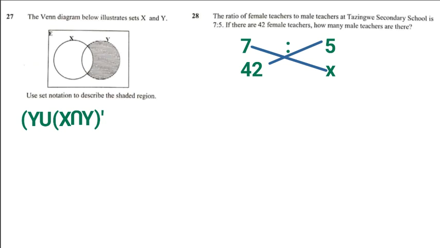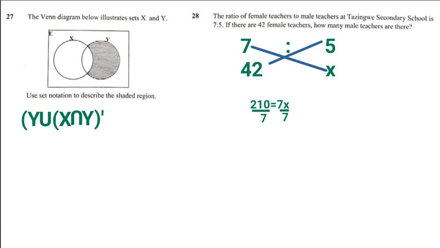So we're going to multiply. 42 times 5 will give us 210. Then 7 times X will give us 7X. So it's going to be 210 is equal to 7X. Now I'm going to divide both sides by 7. Why am I dividing both sides by 7? Because I want to remain with X on one side of the equal sign alone.